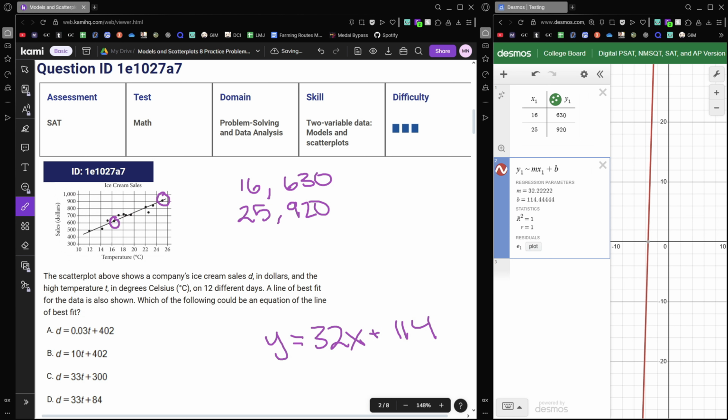Now we can look at our answer choices, and the one that's closest to that will be D, so that means D is our answer.